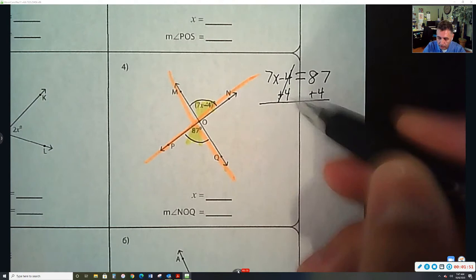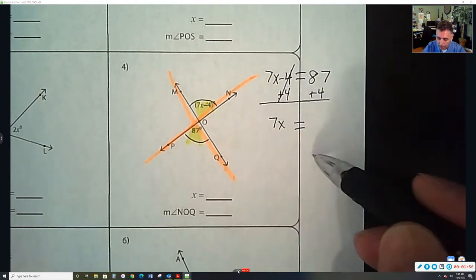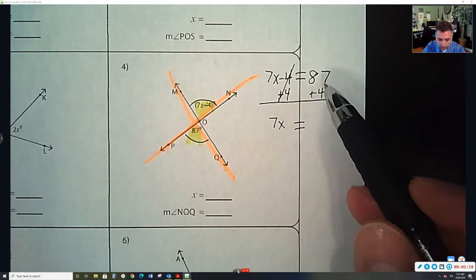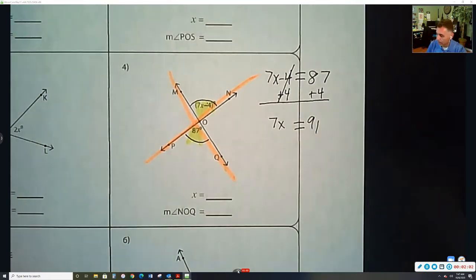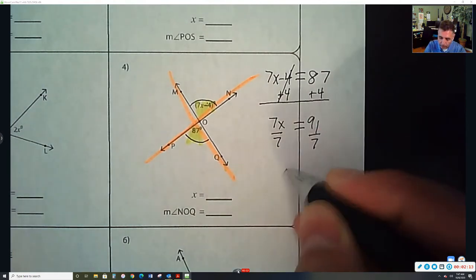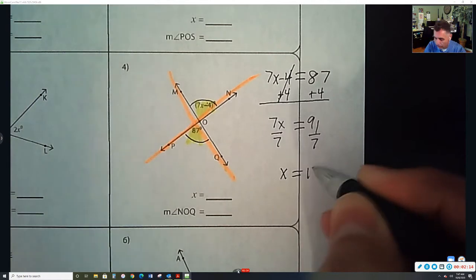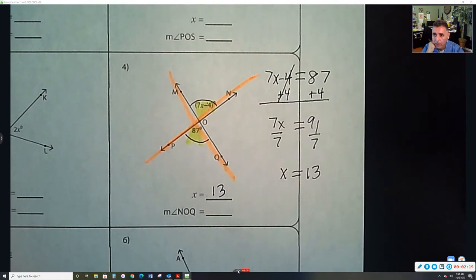-4 plus 4 is 0. You're left with 7x on the left-hand side. You bring down the equal sign, and then 87 plus 4 is 91. Right, and then you have 7 times x. So the opposite of times by 7 would be divided by 7. So we divide both sides by 7, and when you do that, you get x equals 13. Okay, and that's the missing value of x.